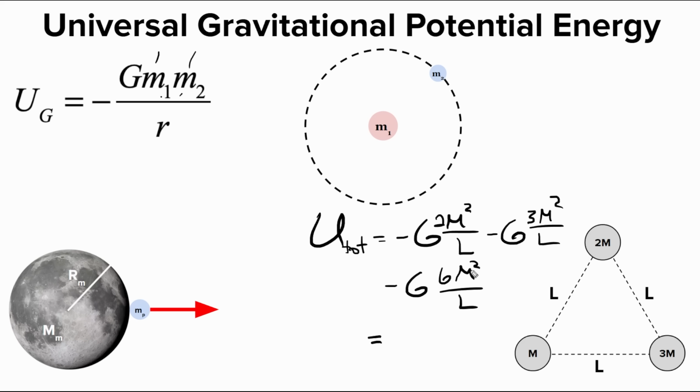I add all these up. I get 6 plus 2 is 8, plus 3 is 11, so I get negative big G, 11m squared over L, which gives me my total gravitational potential energy in this system.